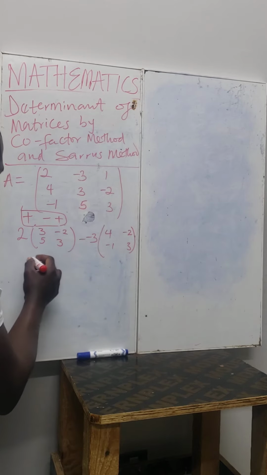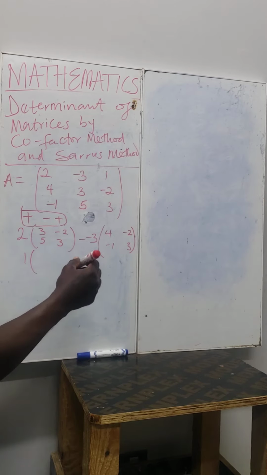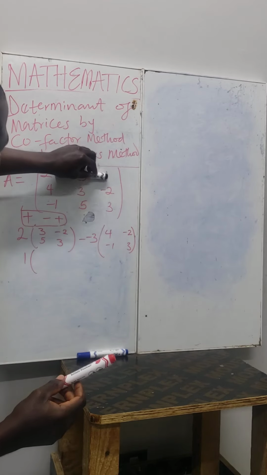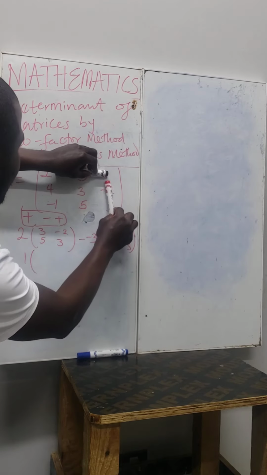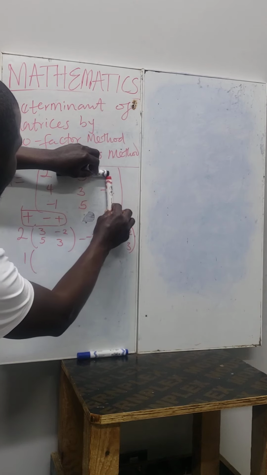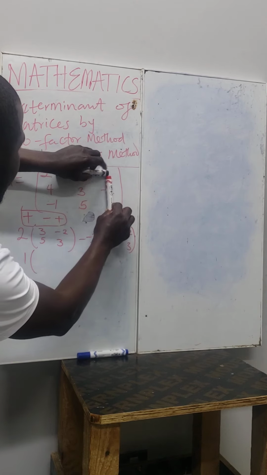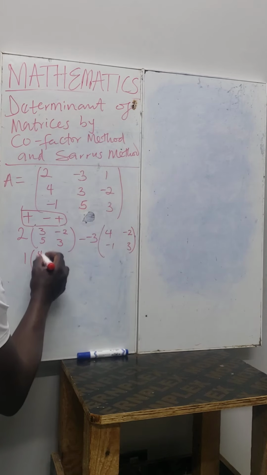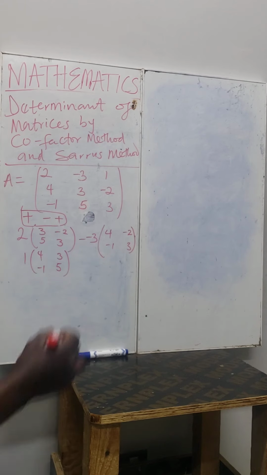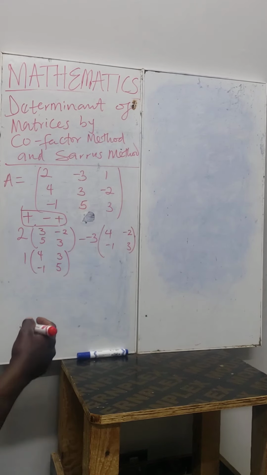Then the third one is 1. I take the 1 out. By the time I take 1 out, I have to block all the elements along the same row with that 1, and all the elements along the same column with that 1. I have what left? I have 4, 3, minus 1, 5. Are we getting it? Okay.